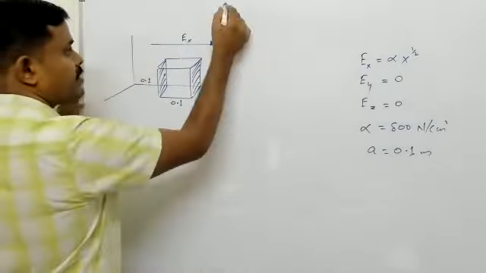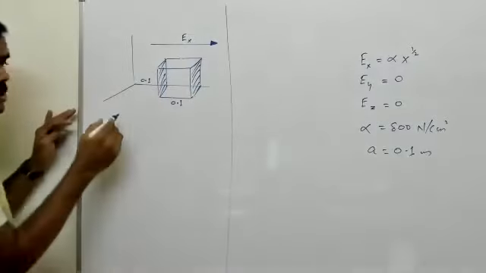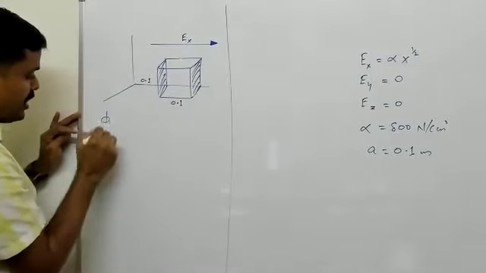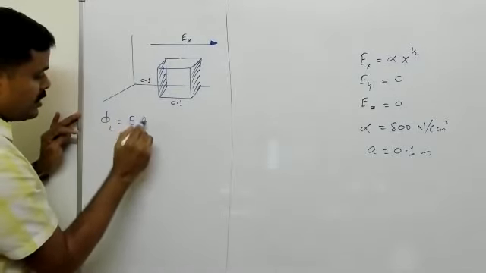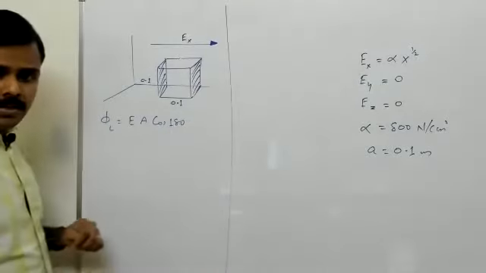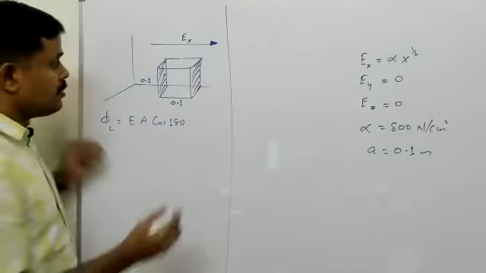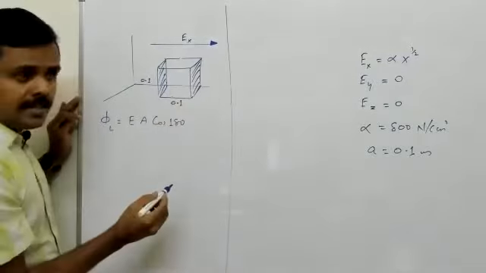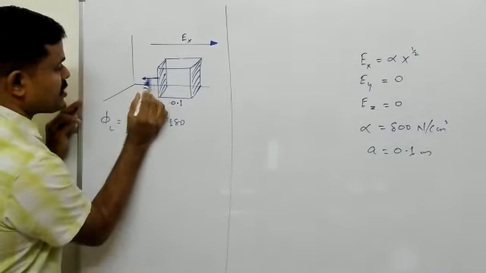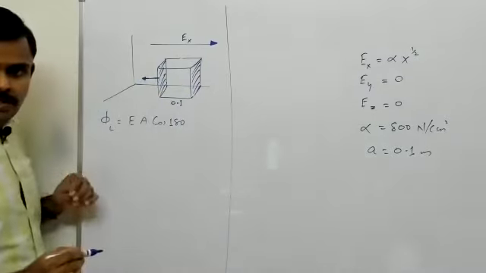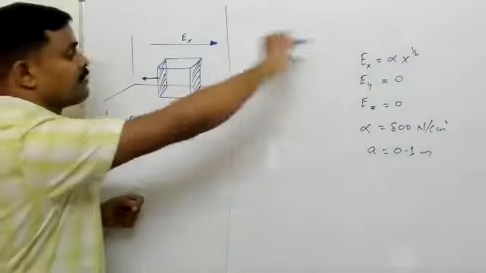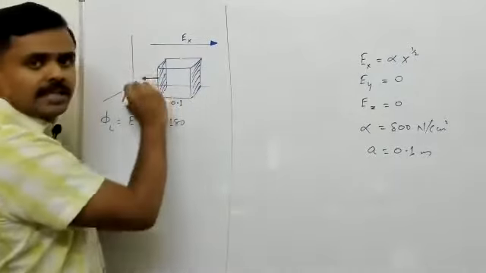What is the flux through the left surface? I am doing it here. So if I take the left surface, flux through the left surface is equal to E into A into cos 180. Why is it 180? Because electric field is going to the right. For the left surface, the area vector is to the left, as you can see. When I consider the left surface, area vector is to the left, while the electric field is to the right. Angle is 180.